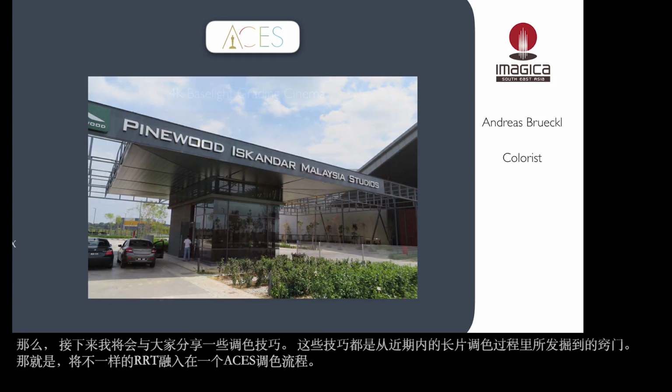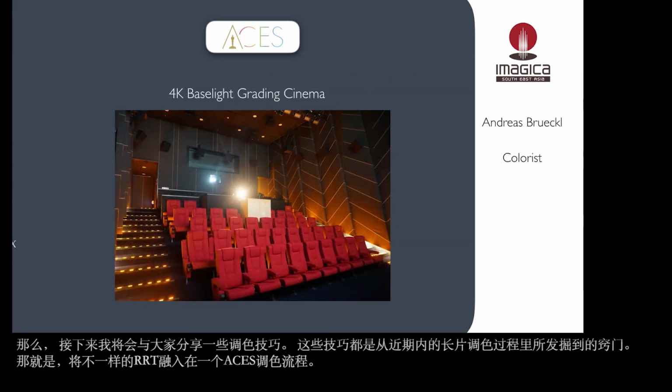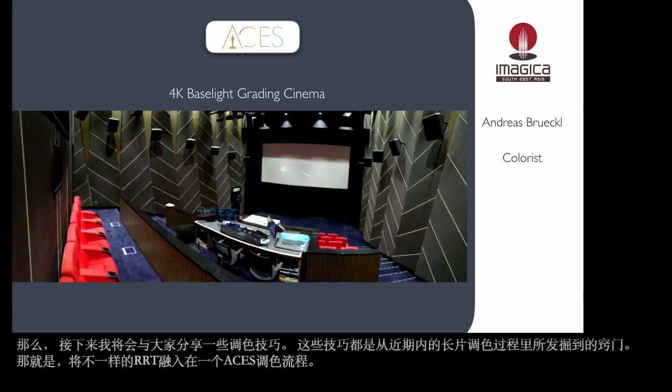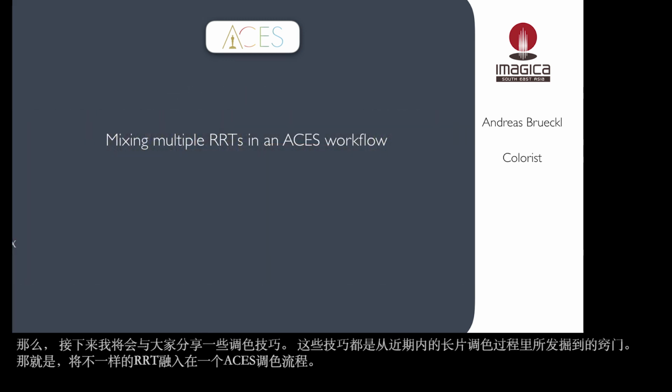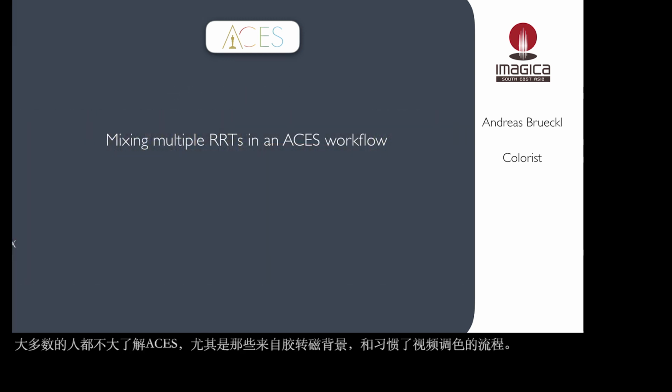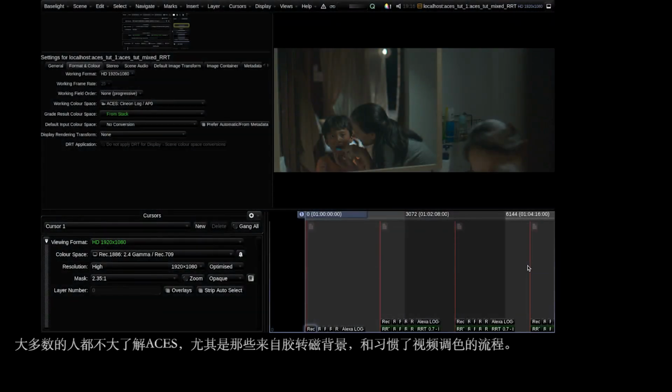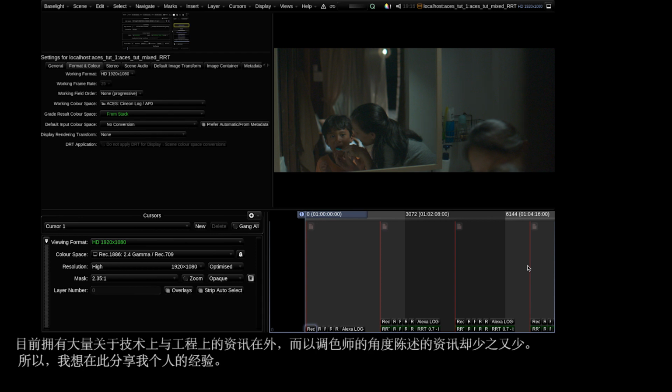So I would like to share some techniques that I recently used on a feature film and discovered while grading it, to mix different RRTs together in an ACES workflow. ACES is not very easy to understand, especially when you come from a telecine background and you're used to video grades. At the moment there is a lot of information, mostly on the technical side, on the engineer side, but not so much from a colorist's perspective, and I would like to share my experience.